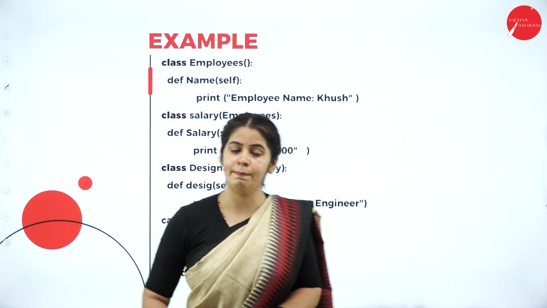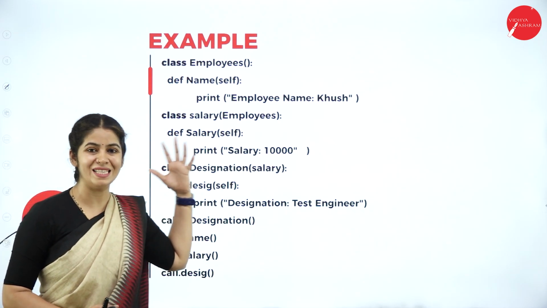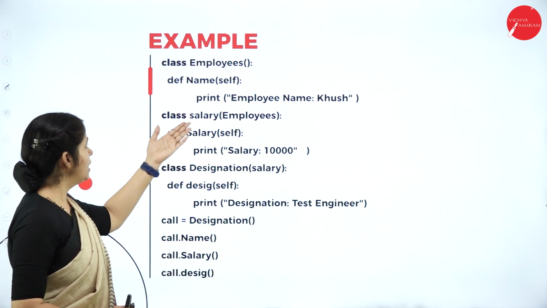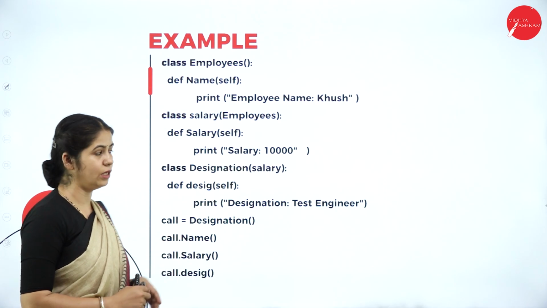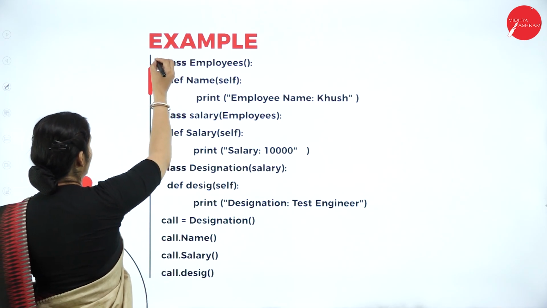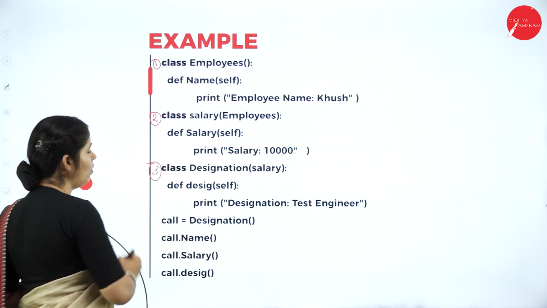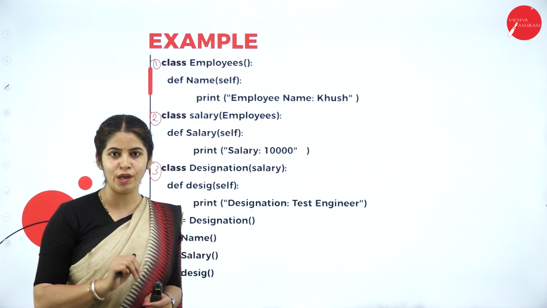So let us see an example of multi-level inheritance. We have a base class, Employee. Employee is working for a salary. Salary is one more derived class, and he is working with a particular designation. So this is the first level, this is the second level and this is the third level of inheritance. The minimum we have is 3 levels of inheritance.